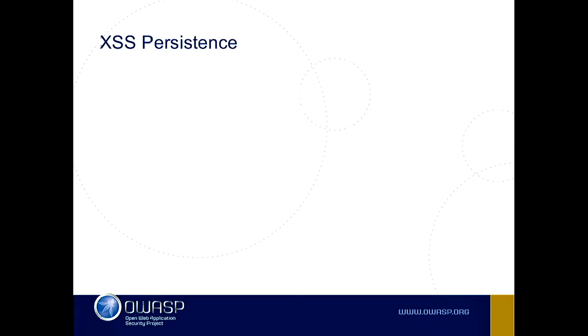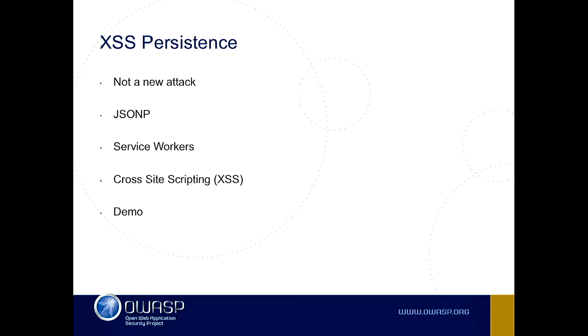So the aim of this talk is to present this interesting attack, which is not a new attack. It relies on a few factors, which I will quickly explain in order to understand the attack at the end. This attack relies on an unfiltered JSONP callback, on service worker, on the fetch event, and on an existing cross-site scripting vulnerability on a website. There will be a short demo after the explanation of the three, and some consideration at the end.